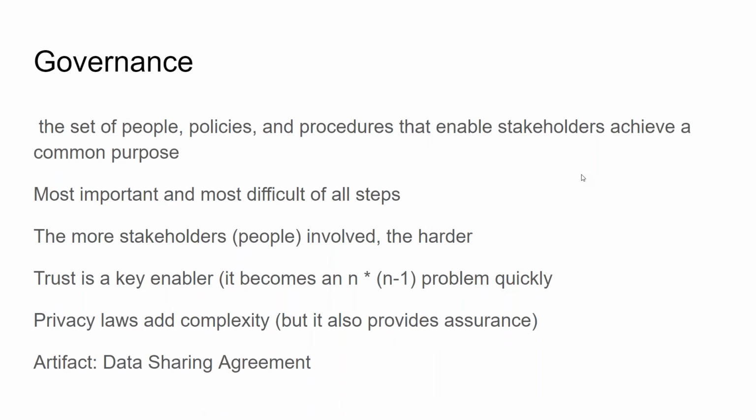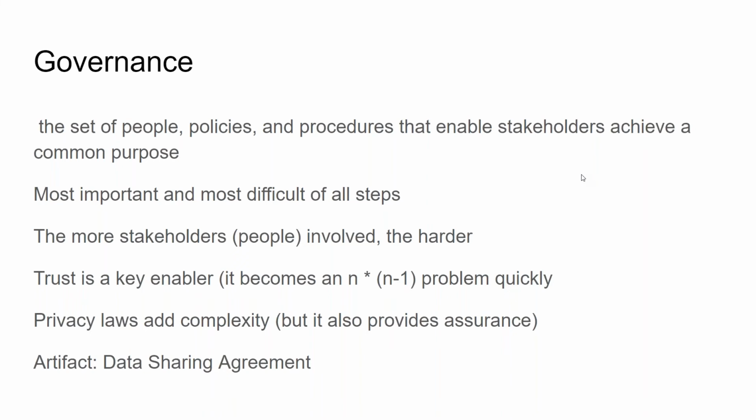And what we have seen is that the more stakeholders involved, the more people, the harder it becomes because you need to obtain consensus from all the stakeholders for data sharing to happen. Trust is a very important enabler. And if you have two people, then you only have to establish trust between two parties. But if you have more than two, maybe three or more than three stakeholders involved in the decision-making process, then it becomes an n times n minus 1 problem very quickly. So the more people involved and engaged in the data sharing process, the more complex it becomes.